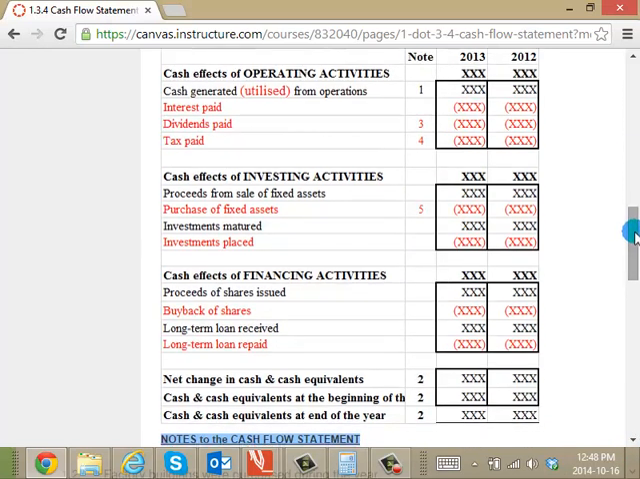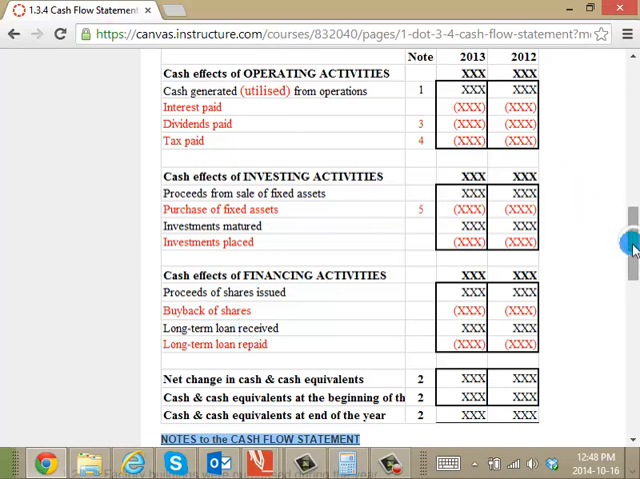Remember, operating activities are those activities that you need to run the business. Investing is when you're investing either in fixed assets or in financial assets. Financing is when you're getting financing, either from shares or from loans. And with each one, there's an inflow and an outflow. Okay, so make sure you know this format off by heart.